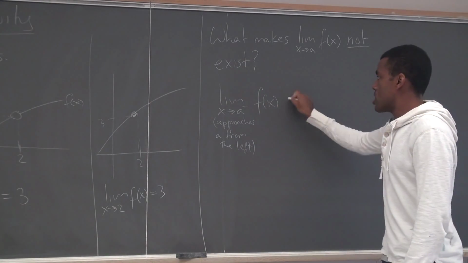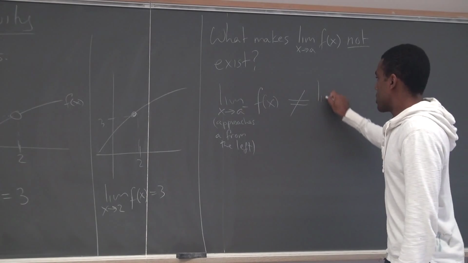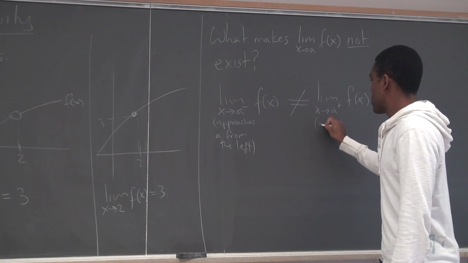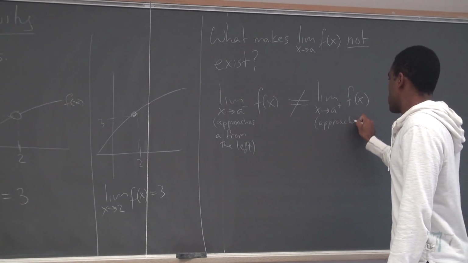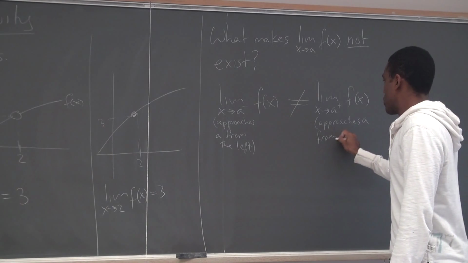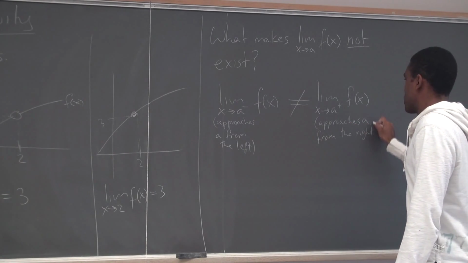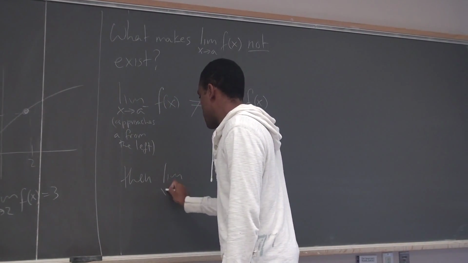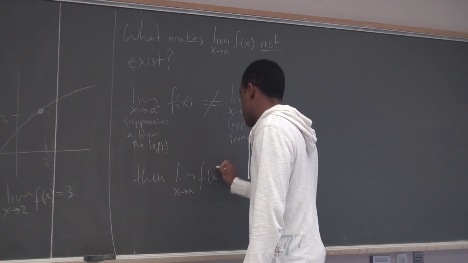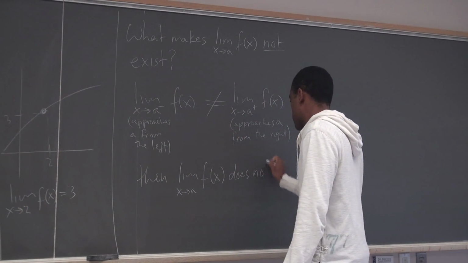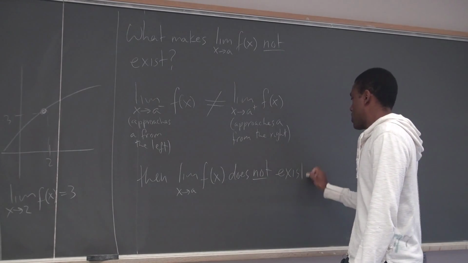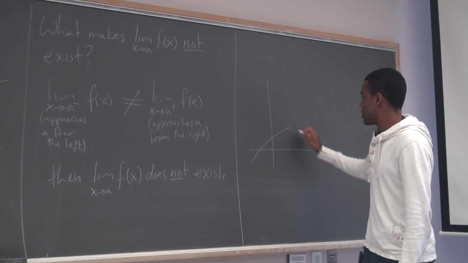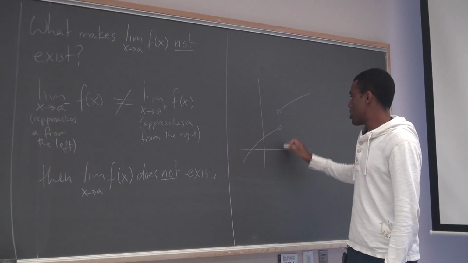Now, if that turns out to not be the same as the limit as x approaches a from the right of f of x, then the limit as x approaches a of f of x does not exist. Right? So what would happen in that example? So something like this can happen. You can have what you call a jump.